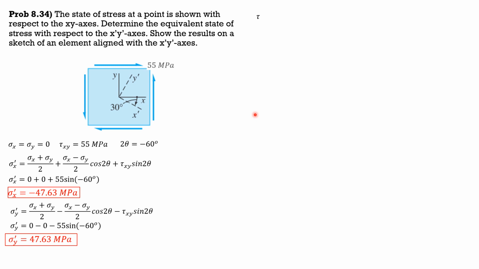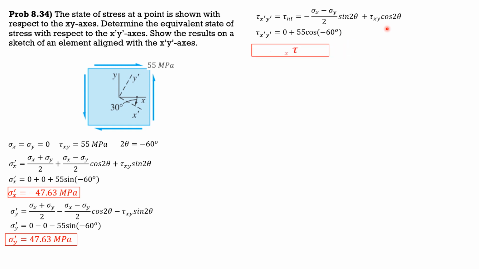Finally, tau x prime y prime is negative of quantity sigma x minus sigma y over 2 sine 2 theta, then plus tau xy cosine of 2 theta. So substituting, tau x prime y prime is equal to 0, then plus 55 cosine of negative 60 degrees. So tau x prime y prime is equal to 27.5 megapascals.